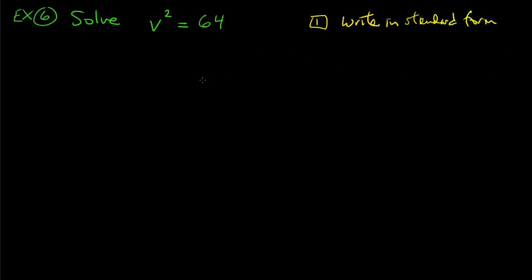Is this in standard form? Well, no, because it doesn't equal 0. Let me remind you, it should be ax squared, or in this case, av squared plus bv plus c equals 0. And it doesn't equal 0, it equals 64. So that's an easy fix. Just take away 64 from both sides.